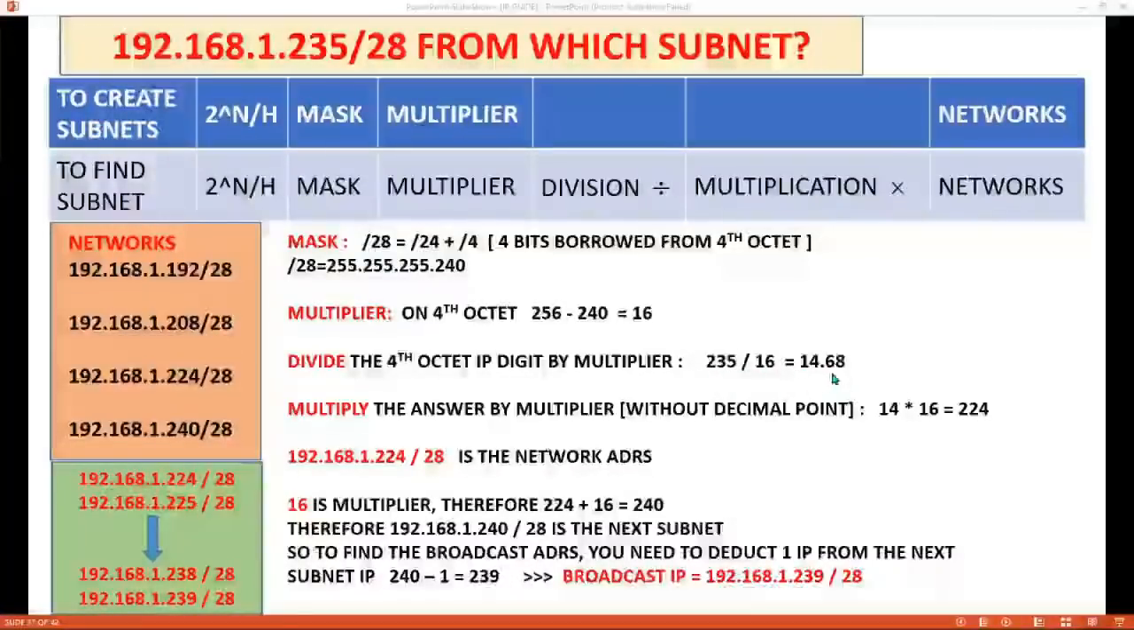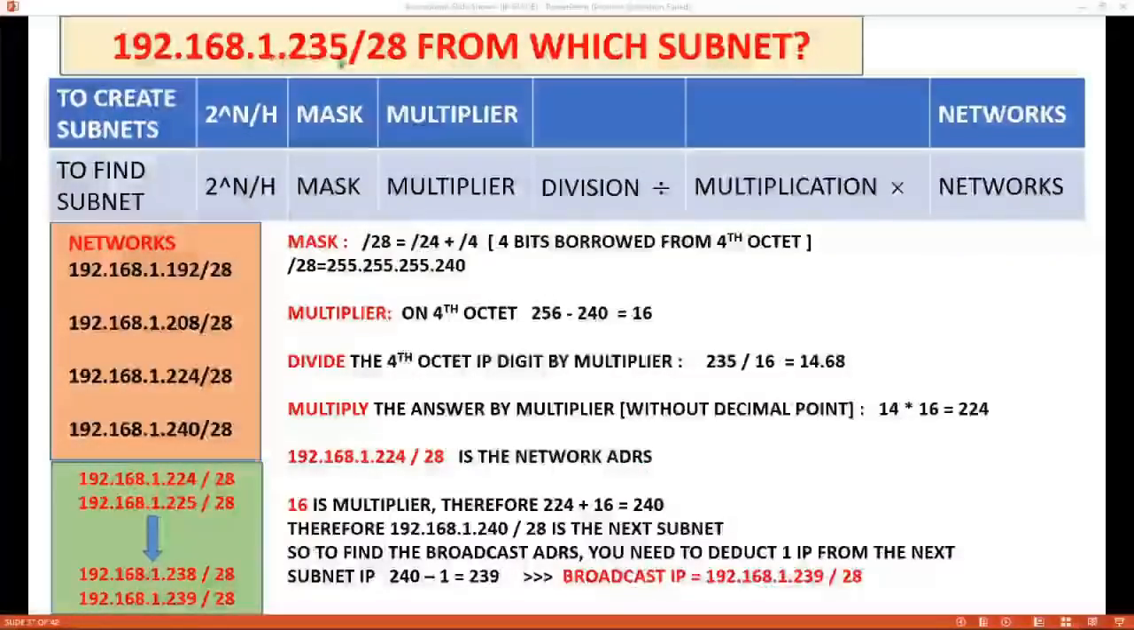14.68. Now after the division you need to perform a multiplication. Here you don't need the decimal value, only the 14, in full numbers. So 16 times 14 gives you 224. This 224 is going to be your digit on the 4th octet. So now we found the network or subnet address: 192.168.1.224/28 is the network address of this particular 235 IP address.